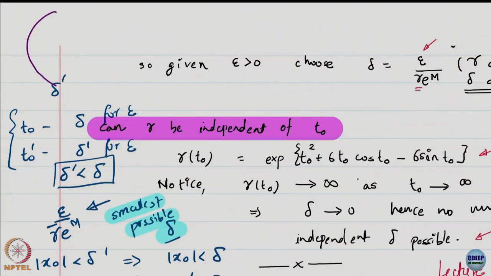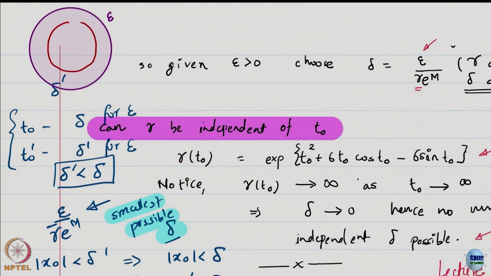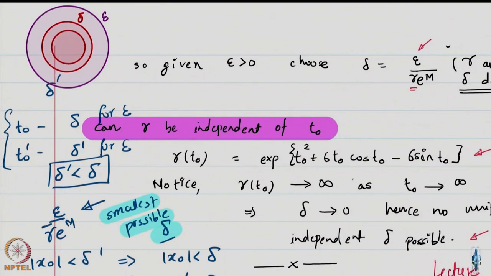For example, I'll just try to make a picture. Suppose I give you this epsilon ball, okay? And then I give you some initial time. Corresponding to that, I give you a t0, and corresponding to that, I have a delta ball. I would say this is the delta ball, okay? Now if I give you another initial time t0 prime, then I get a delta prime ball. Corresponding to different initial conditions, I get different delta balls.